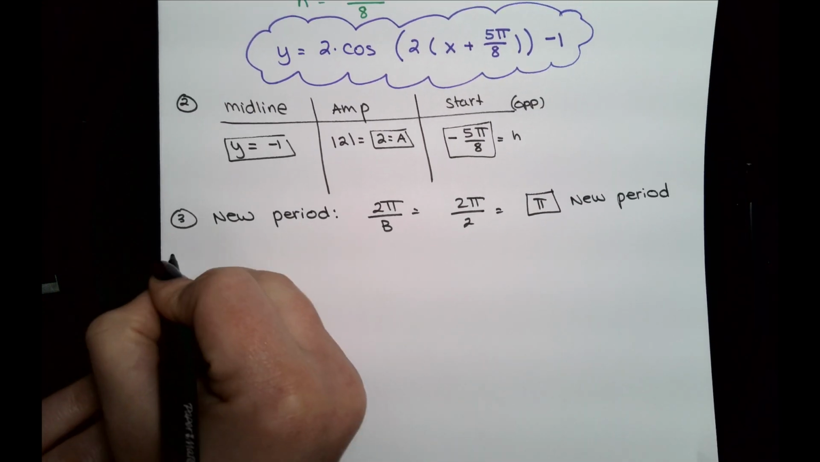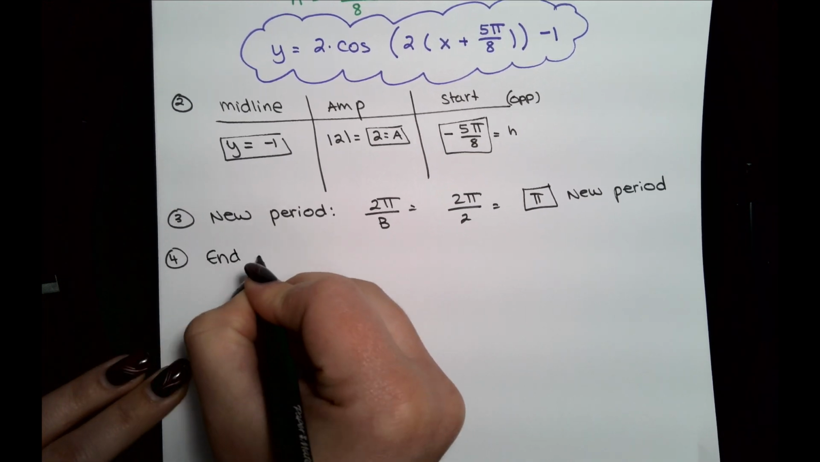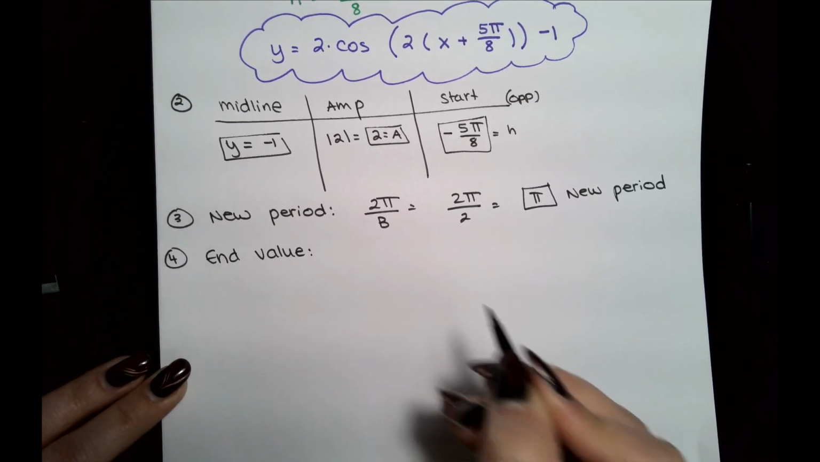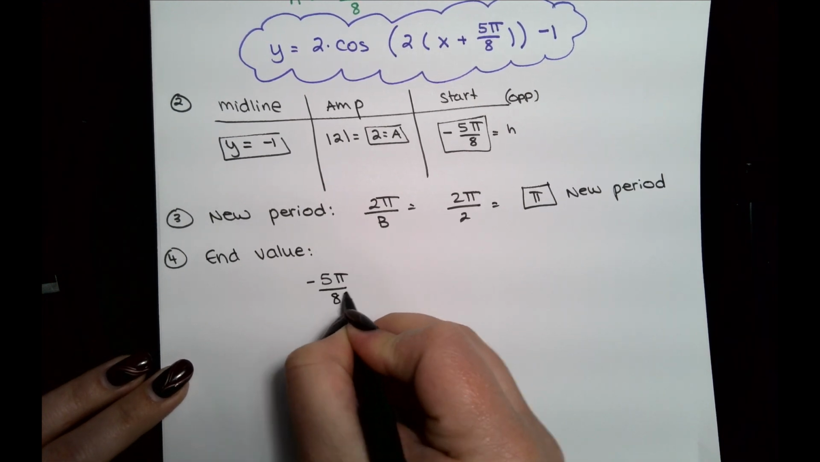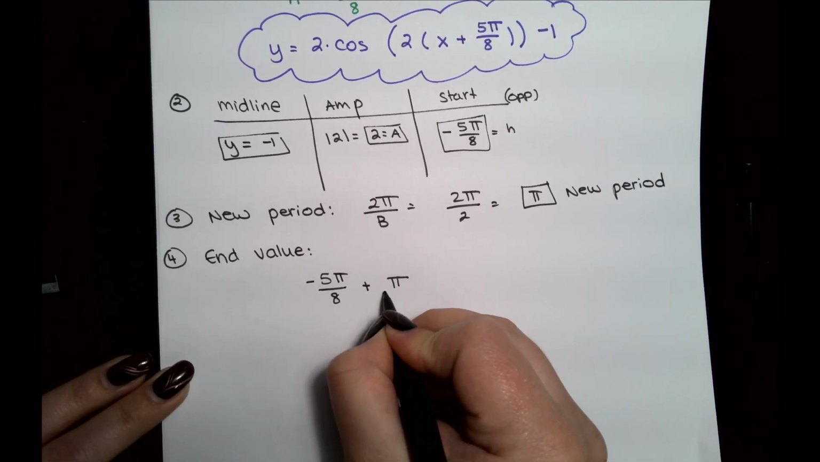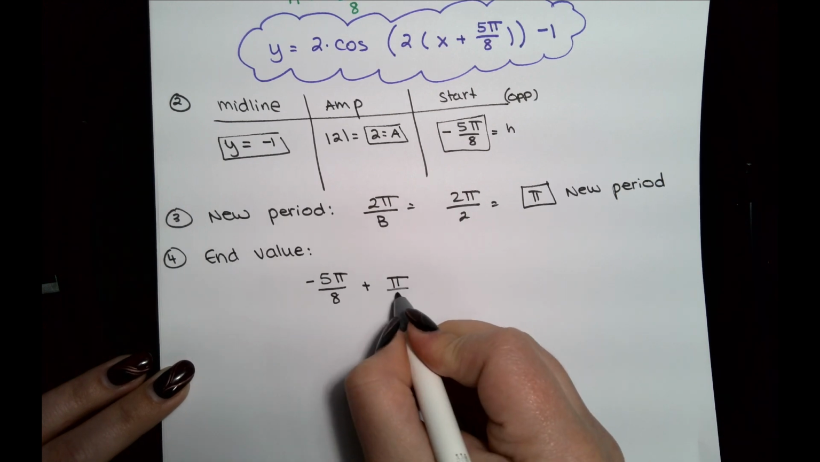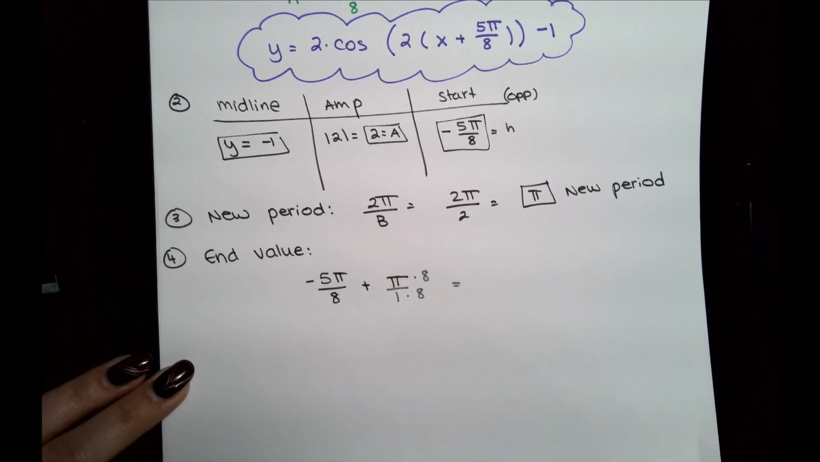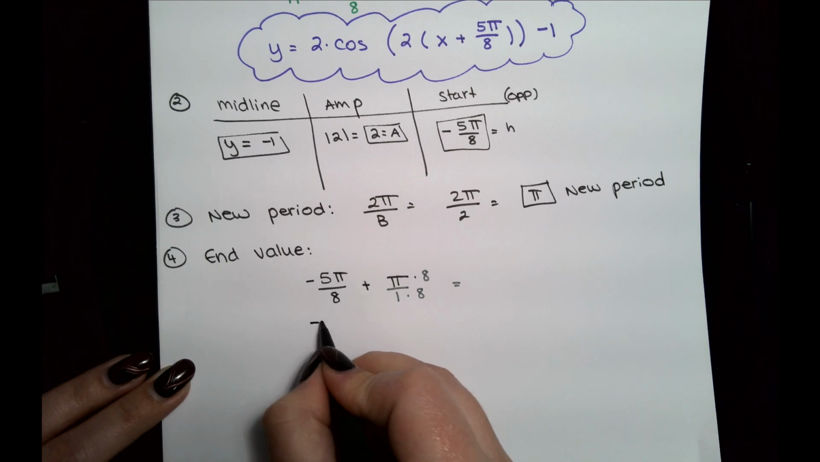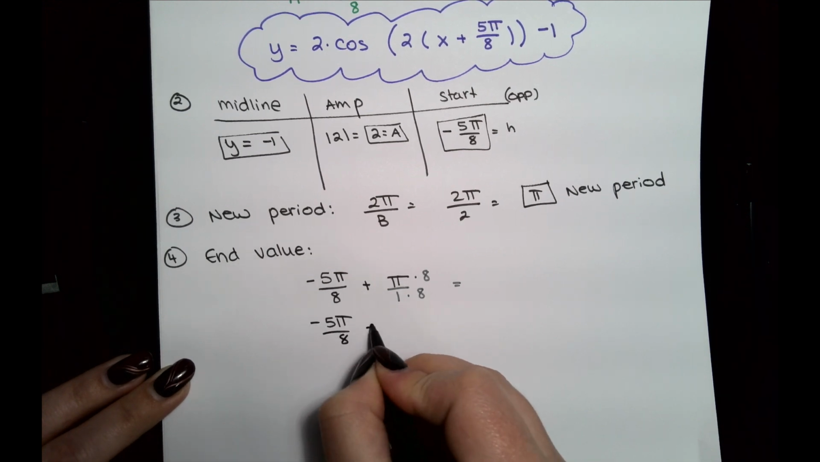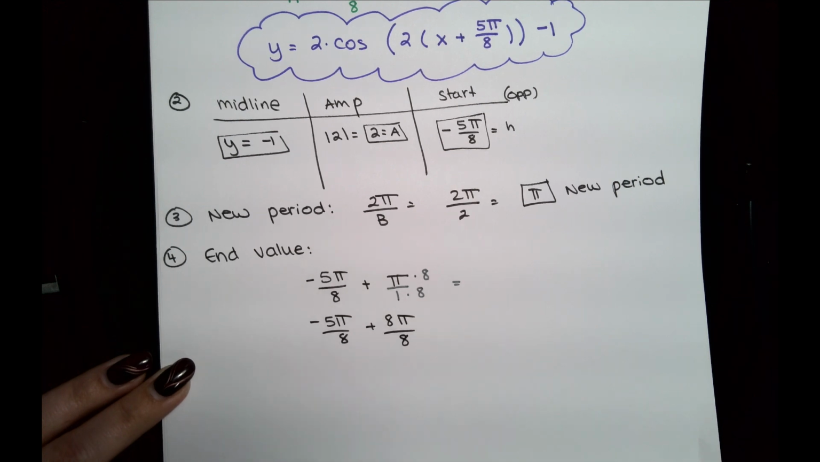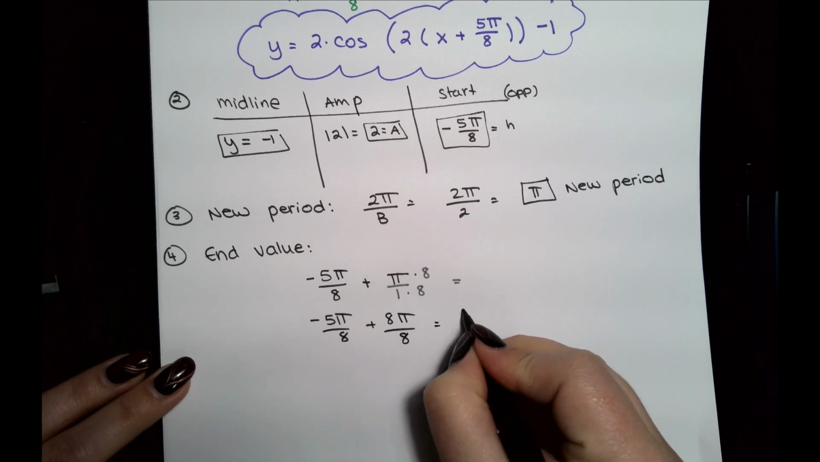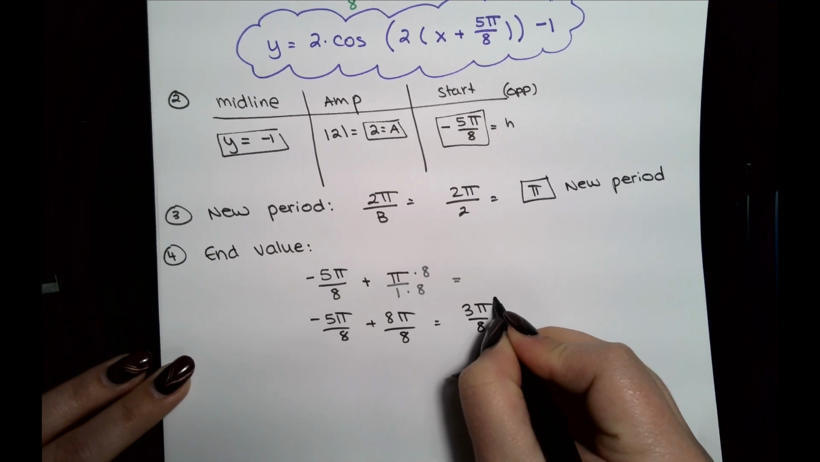Step number 4 is our end value. For our end value, we have our start. You can also start with your period, it's fine. Plus your period. Now I'm going to put a 1 underneath this, multiplying it 8 and 8 to create common denominators. So we have -5 pi eighths plus 8 pi eighths. So we have 8 minus 5, which is 3. Positive 3 pi eighths is going to be our end value.